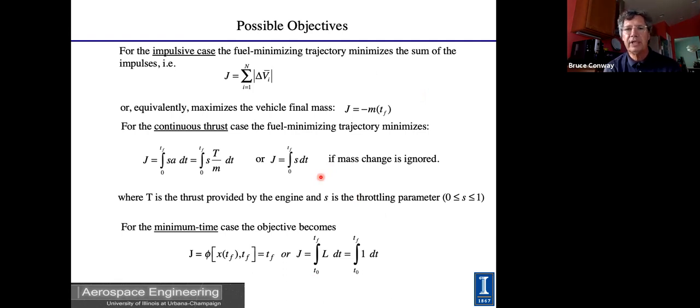In the continuous thrust case, usually the easiest thing to do, the fuel minimizing trajectory, is to let the integrand, this capital L function, be the throttling parameter times the acceleration. So effectively integrating that over time, integrating the acceleration gives you the delta V. And remember the rocket equation, sometimes called the Tsiolkovsky equation, that says that the propellant mass required monotonically increases with the delta V.